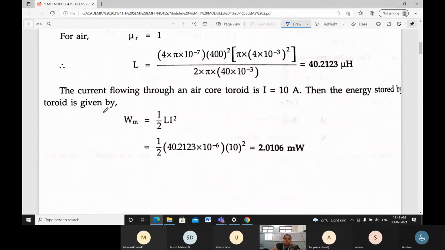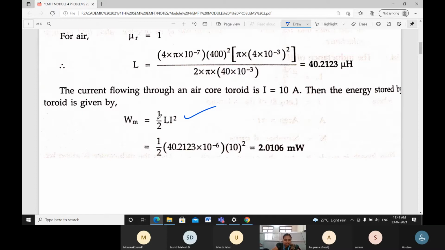The current flowing through an air core toroid is I equal to 10 amps. The energy stored in the toroid is going to be Wm. We know the equation. Wm equations we took in the last lecture, I hope you remembered, in different ways in terms of inductance, and in terms of flux density. As all the factors are given, you have to remember the last box of energy stored, in which parameter they gave. Based on that you have to use the equation, you can solve for the energy stored value of that core.